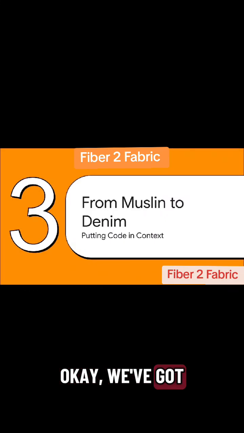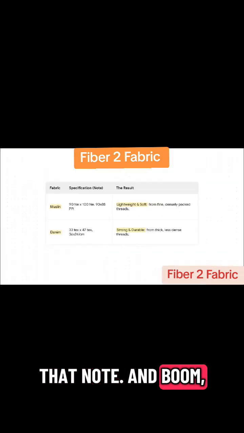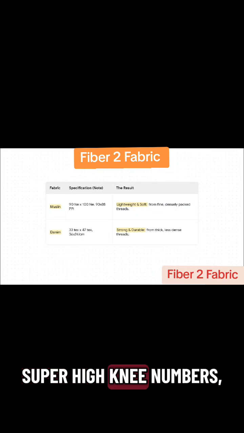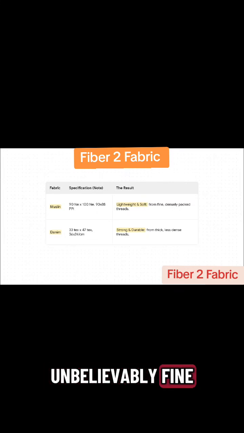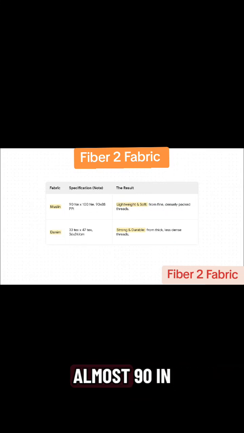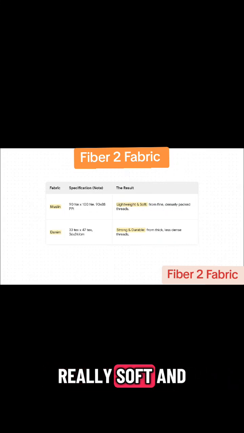Okay, we've got our decoder ring now. We get density, we get thread thickness. So let's do the fun part. Let's put this all together and see how this code creates the real-world fabrics we saw in that note. And boom, here's where the magic happens. Let's look at muslin. It has super high Ne numbers, 90 and 100. That tells us the threads are unbelievably fine. And those super fine threads are packed together really tightly, almost 90 in each direction per inch. The result? Exactly what you'd expect, a fabric that's lightweight, really soft, and breathable.